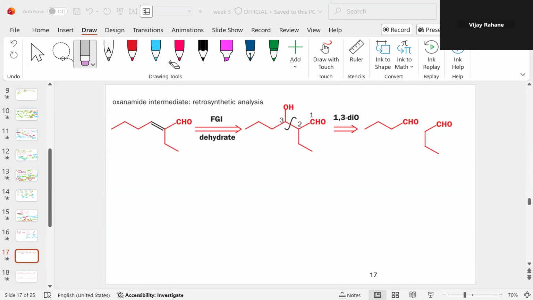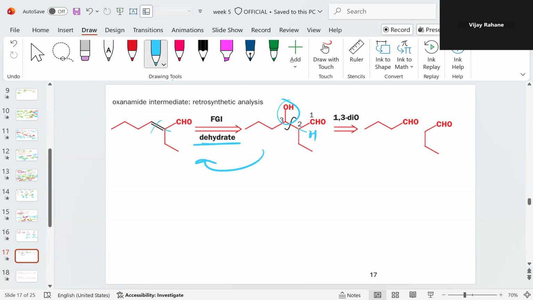If you look closely, the retrosynthesis approach for this molecule. So this is the double bond, and if you do the functional group interconversion for this molecule, this will be the hydroxide, and here there will be a hydrogen, right? So this is basically what we have, from here to here. It was just the dehydration reaction.